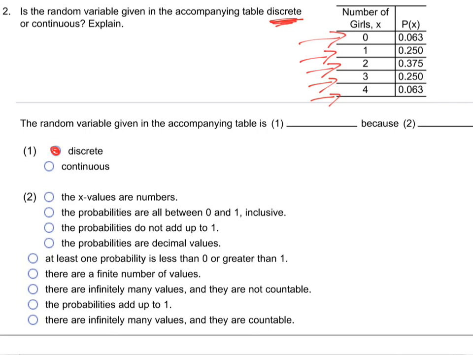What does it want? Why is it discrete? Because the x values are, I don't know. What are all those boxes there? The random variable given in the coming table is discrete because the x values are numbers? That has nothing to do with it.